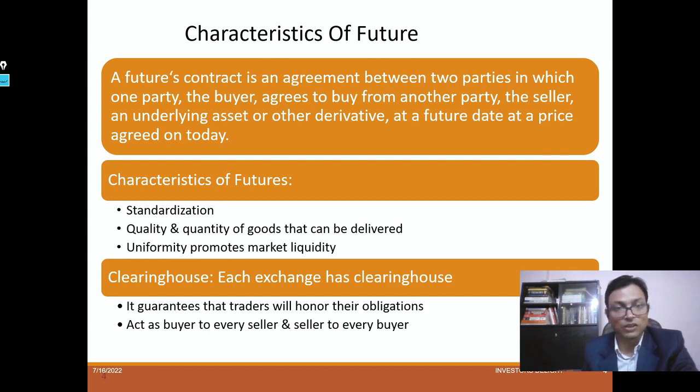This is a tradable thing, and the various characteristics of futures are standardization, the quality and quantity of goods that can be delivered, and uniformity that promotes market liquidity. So all these are very important characteristics of futures. Further, each exchange has a clearinghouse. The clearinghouse guarantees that traders will honor their obligations, acting as buyer to every seller and seller to every buyer. So the clearinghouse plays a very important role.